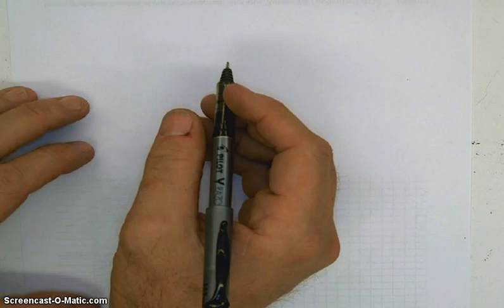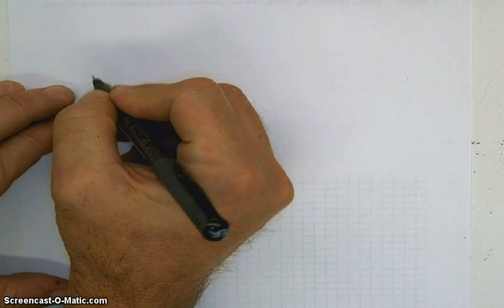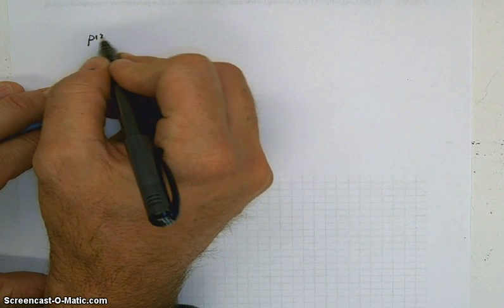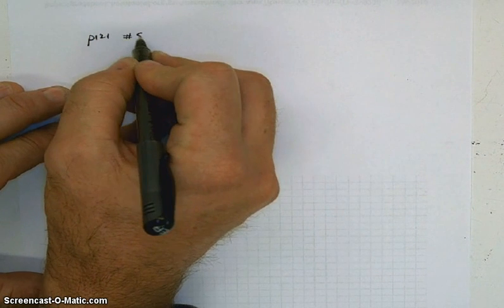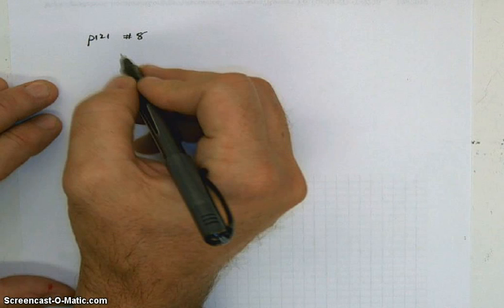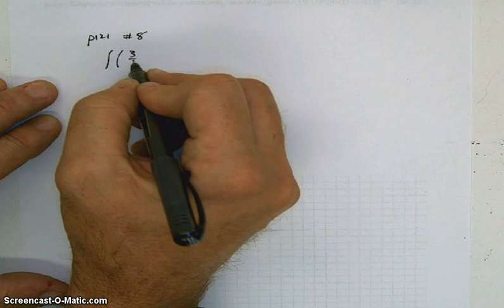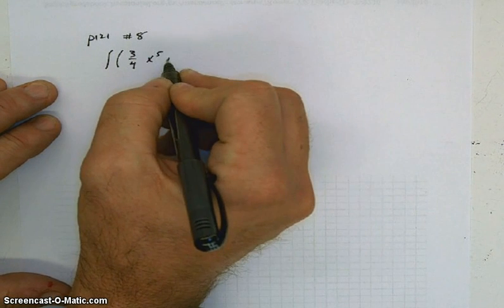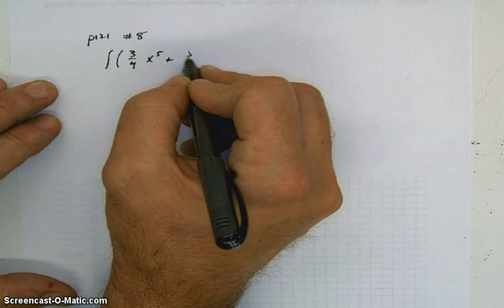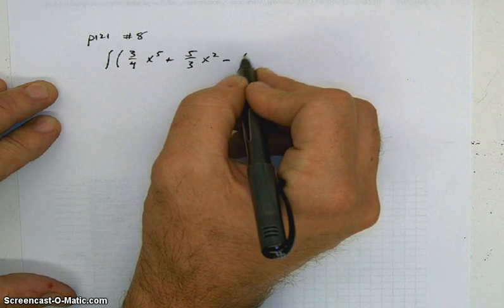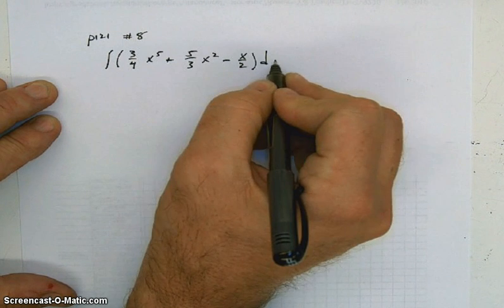Okay, all right. So we're going to do number 8 on page 121. So we have the integral. We're looking for the integral of 3/4 x to the 5th plus 5/3 x squared minus x over 2 dx.